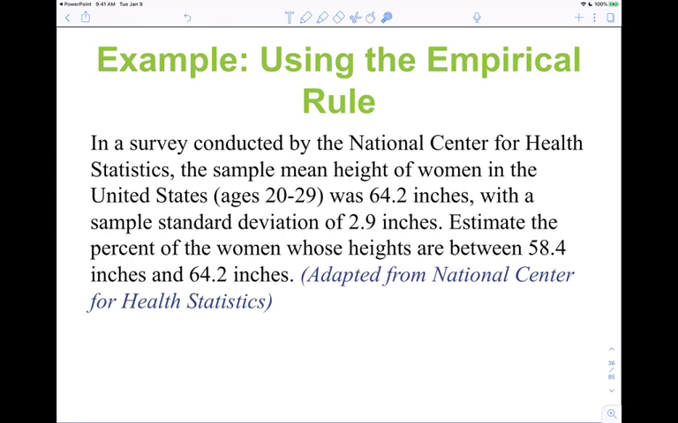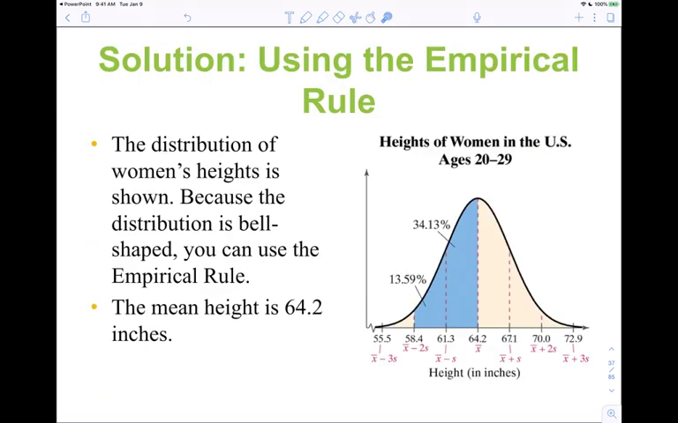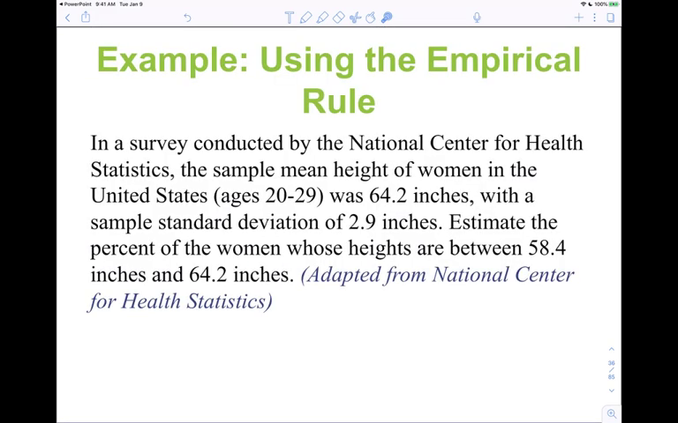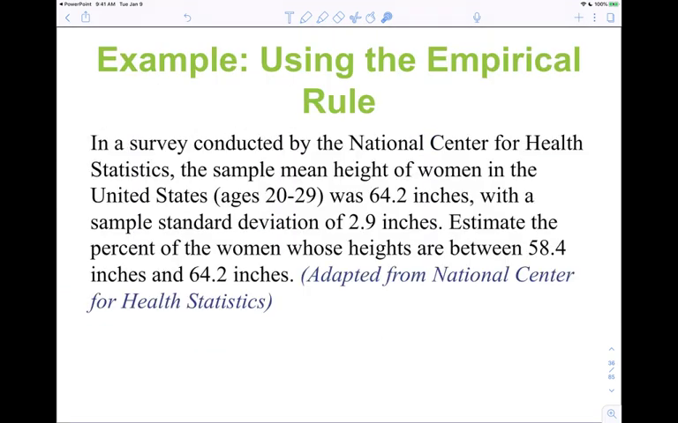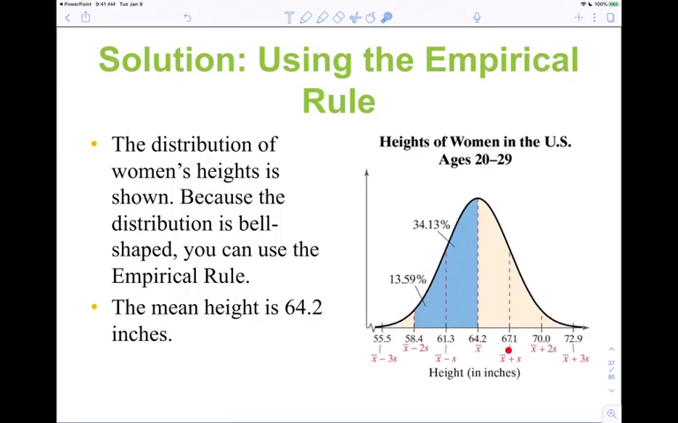It says the distribution of women's heights is shown. Because the distribution is bell-shaped, we can use the empirical rule. The average height was 64.2, that was given, which is here. The question asks, estimate the percent of the women who are between 58.4 and 64.2. The standard deviation was 2.9 inches. So we have our average, and then we say plus 2.9, plus 2.9, plus 2.9, and minus 2.9, minus, minus, minus. Each step is 2.9 inches.